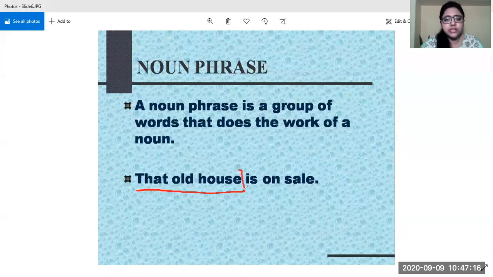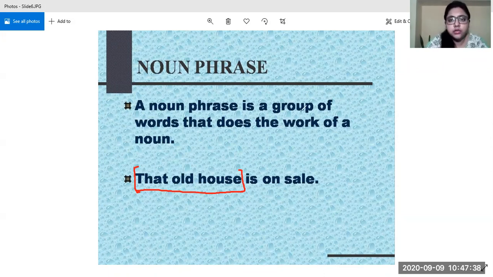In order to identify a noun phrase in a sentence, we ask the question what or who. So what is on sale? We get a noun as an answer. That old house is on sale. So "that old house" becomes a noun phrase. It's not only a noun, but a noun phrase because it has a few other words also.